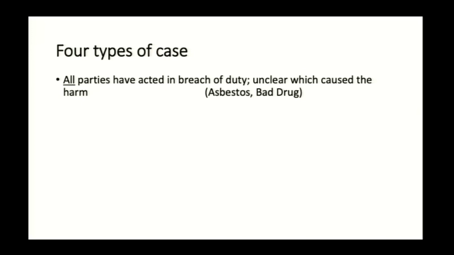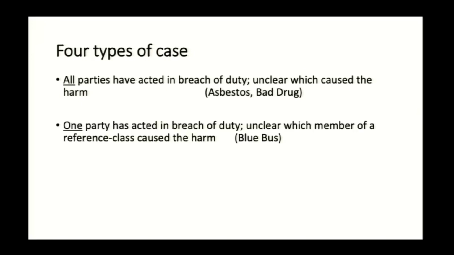So the blue bus case is different, right? This was a case where it's given that there's been a negligent accident, and there are these two companies. All we know is that one of them has acted negligently, but it's unclear which member of a reference class caused the harm. We're not saying that all the bus companies were negligent; we just know that one of them was, but we don't know which one. So there's a bit of a leap from one to two.